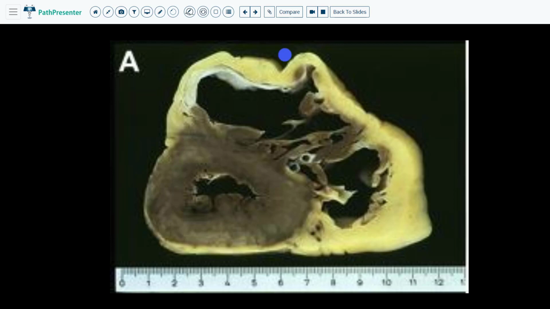In addition, if you look at the wall of the right ventricle, here where I'm going over with my cursor, you can see it is almost entirely composed of adipose. There is very little normal cardiac muscle on the right ventricle. This is the appearance of arrhythmogenic right ventricular cardiomyopathy.